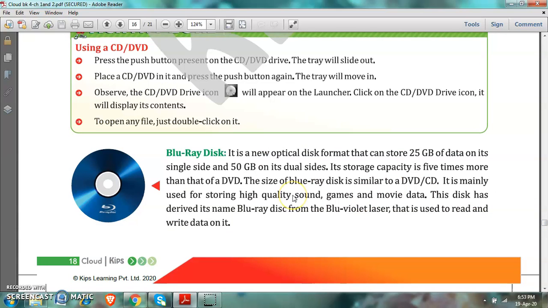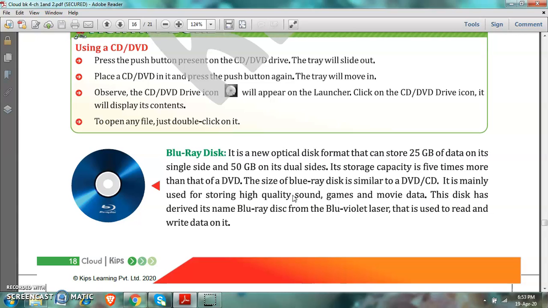Blu-ray disc. It is also looking like the CD. But the difference is here. You have to just keep this difference in mind regarding CD and DVD. And here: Blu-ray disc, CD and DVD.